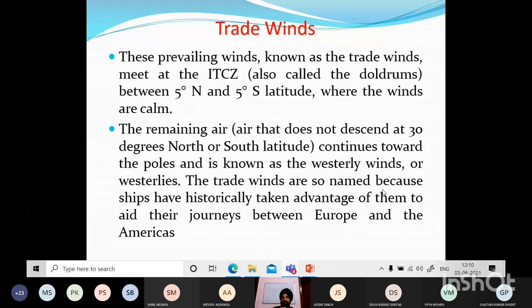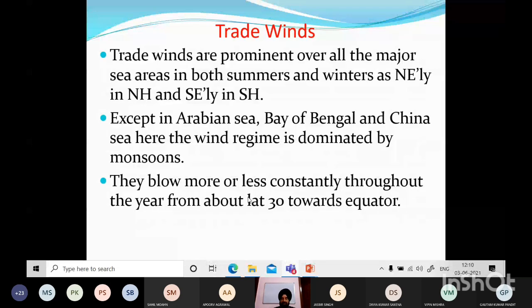So these winds which are basically rising from the equator and then descending back at 30 degrees and then again due to Coriolis force becoming northeasterly, so they were named also trade winds because the trade was taking place with these winds. So trade winds are prominent all over the major sea areas both in summers and winters, as northeasterly in the northern hemisphere and southeasterly in the southern hemisphere.